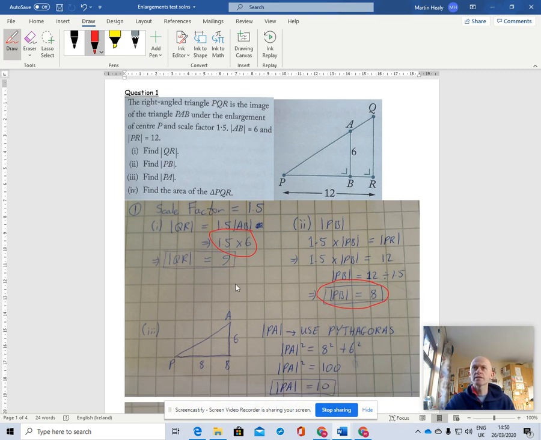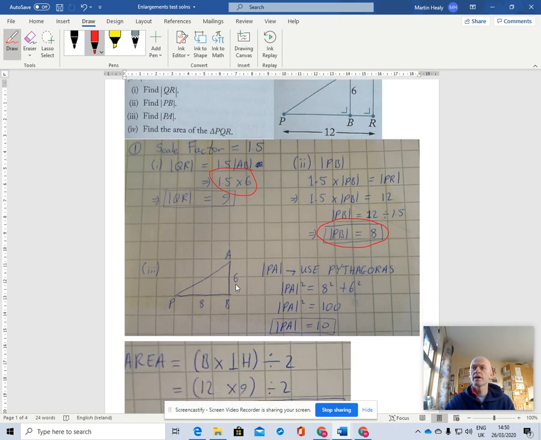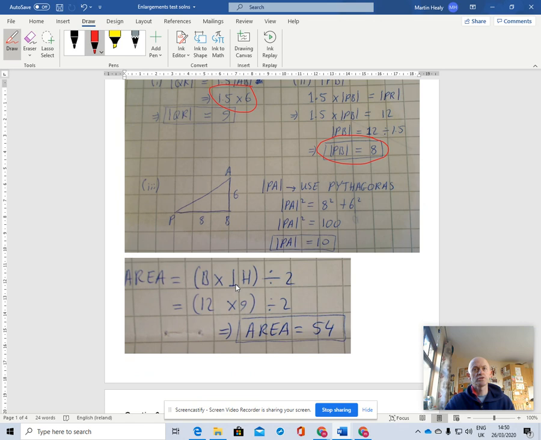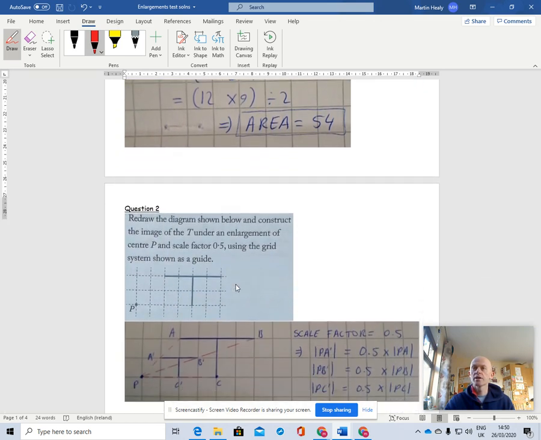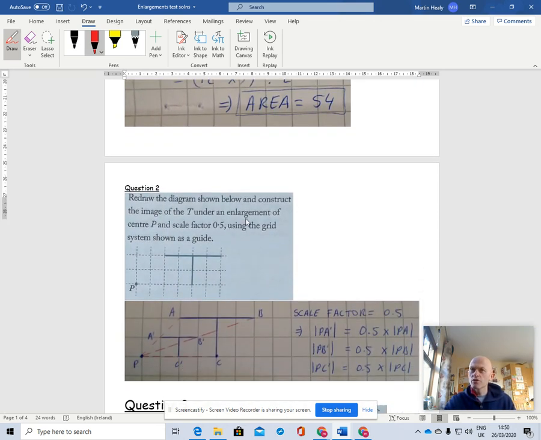Skipping down along, I guess the last part, find PA, is just a bit of Pythagoras, and then find the area. Just 54, that's a handy enough question, I think. Now, with this one here, one or two of you had problems with this.